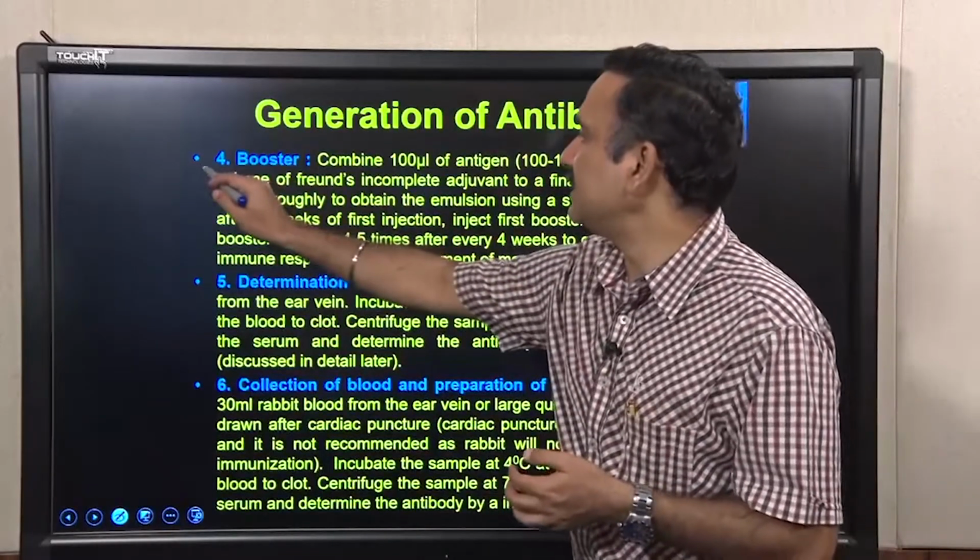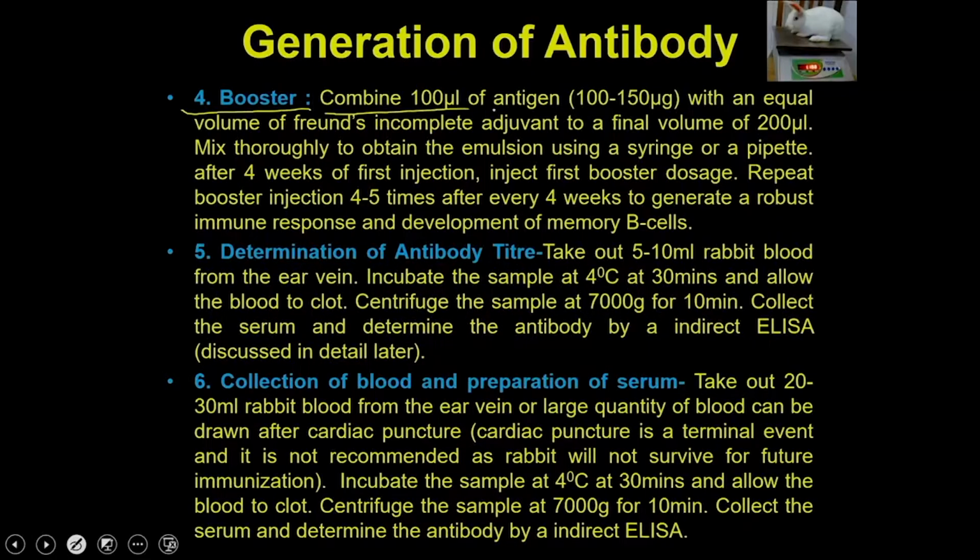Now, once your primary injection is over, then you can do a booster injection. The procedure is almost the same, except that you are going to use the incomplete adjuvant versus the complete adjuvant. Once you are done with the booster injections, then you can determine the antibody titer. What is meant by titer is the amount or the level of antibodies against the antigen of your interest.